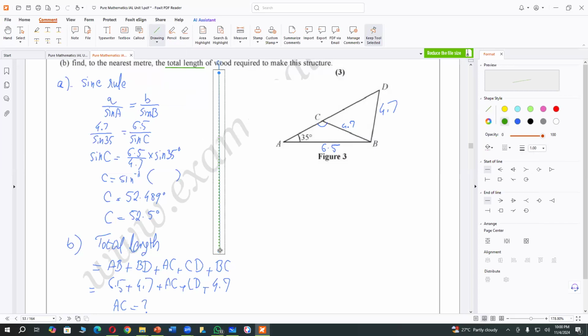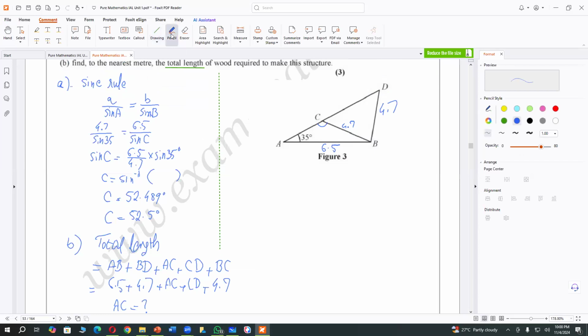Okay, so now we are having this triangle. I was thinking, I have the angle and we got the angle 52.5. Oh, this is another problem. How is this angle 52.5? It looks to be an ambiguous case.